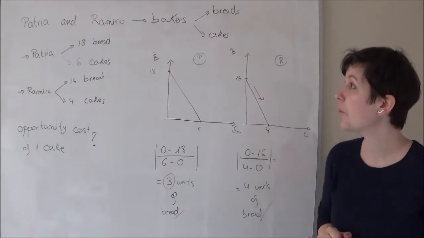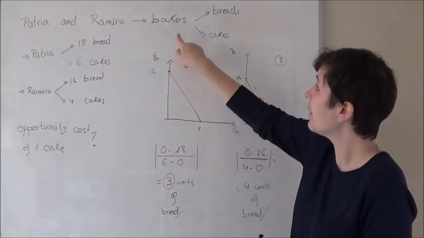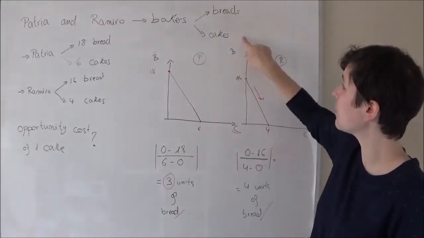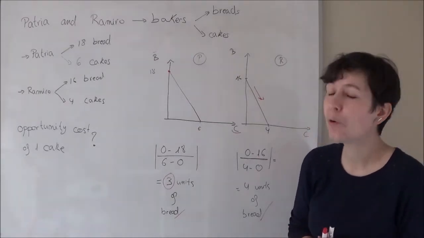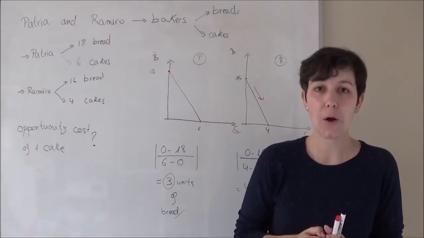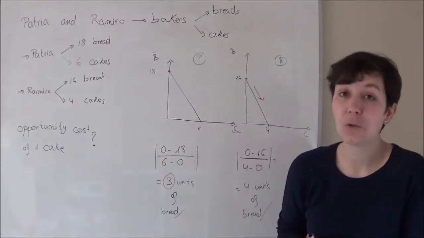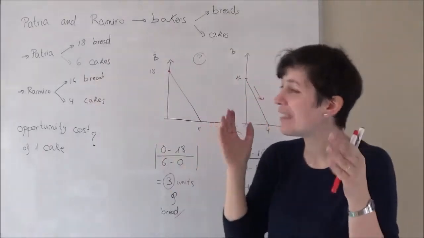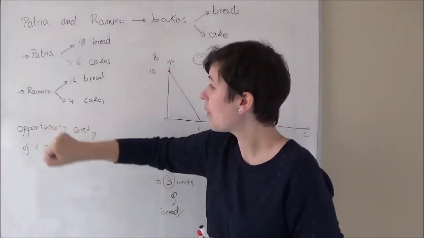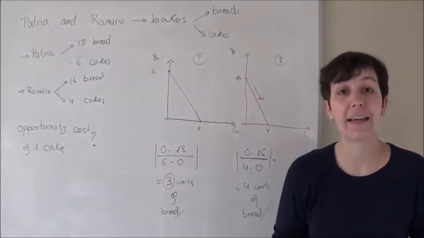Now we have the next information. We have two people, Patricia and Ramiro. Each of them are bakers, and they are able to produce two kinds of goods: units of bread, or cakes. We also have information about the maximum amount that they can produce of each good. In the case of Patricia, she is able to get 18 units of bread, or when she is just focused on cakes, she is able to get 6 units. And in the case of Ramiro, we have 16 for bread and 4 in the case of cake.